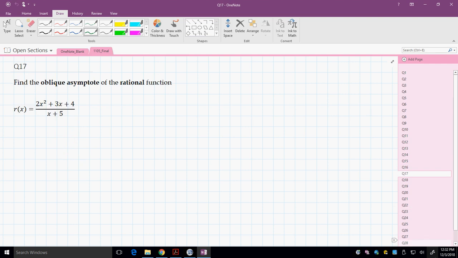Then for question 17, we have been asked to find the oblique asymptote. For this one, we have to do long division. So we're going to set up our long division.